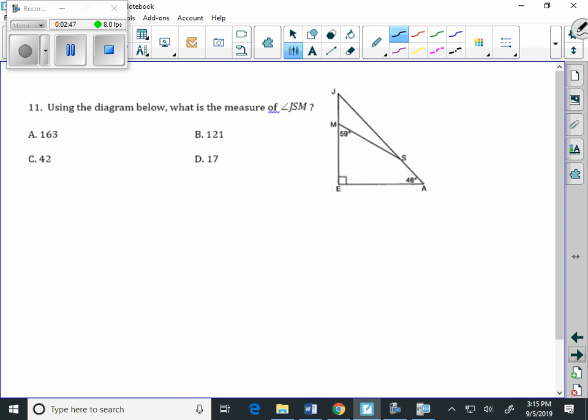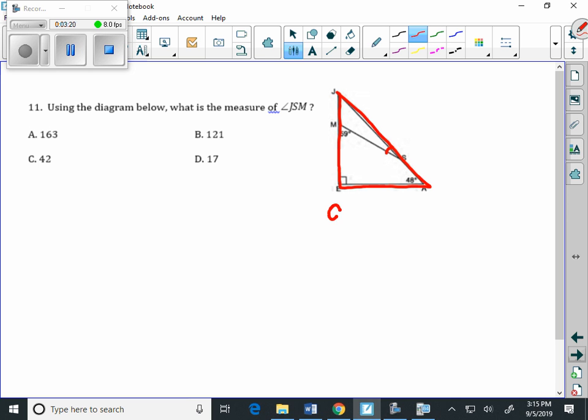Another triangle. Using the diagram below, what is the measure of angle JSM? Well, that is going to be this angle right here, JSM. And we actually know quite a bit in this triangle. But you have to look at the big triangle, which is the right triangle. I'll try to highlight it with my pen. Just look specifically at this triangle for starters.